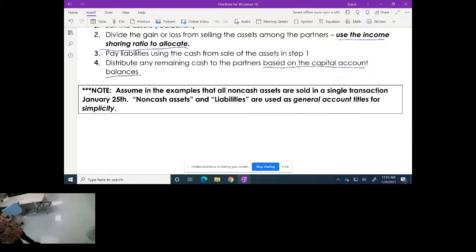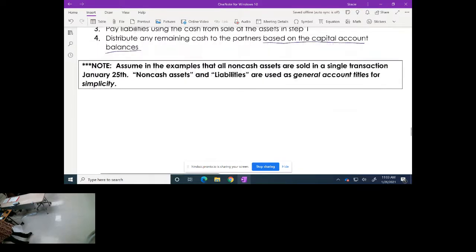So the gain or loss is using the income sharing ratio. Remaining cash is by capital account. Two different ways of doing it. You're not going to use the income sharing ratio for both. But I kept getting that answer in the first class.